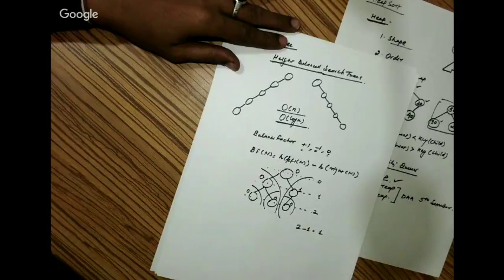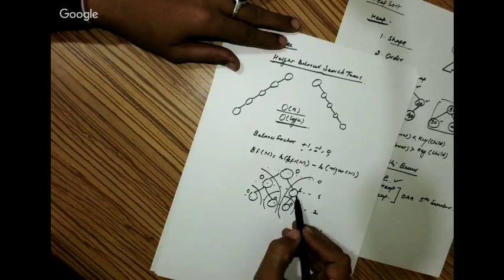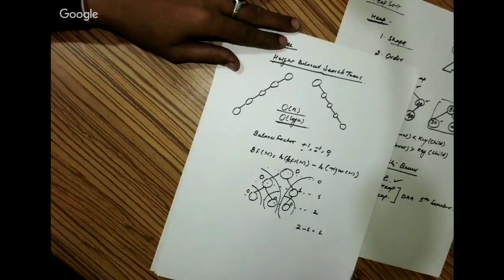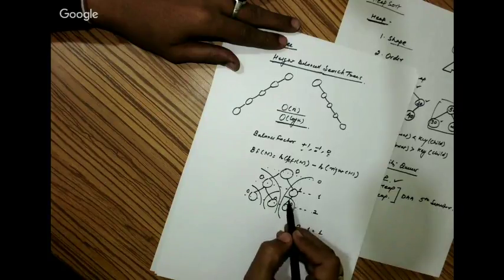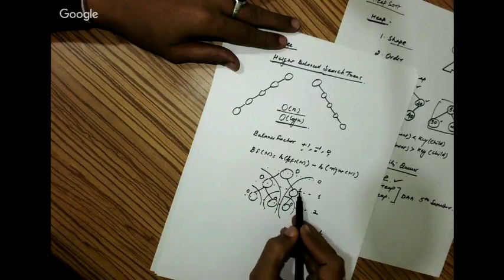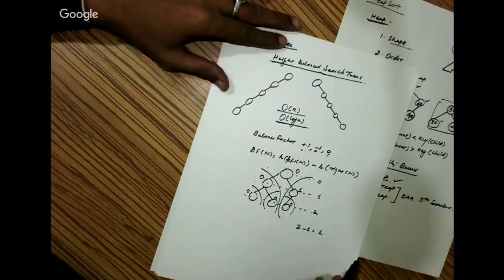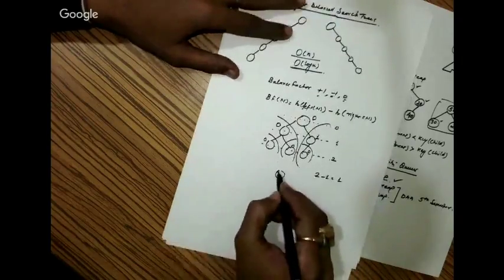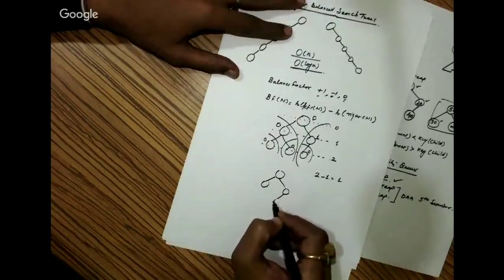Fine. So if you have a node towards the left and we do not have a node towards the right, the balance factor will be +1. If we do not have a node on the left and we have a node on the right, the balance factor will be -1.